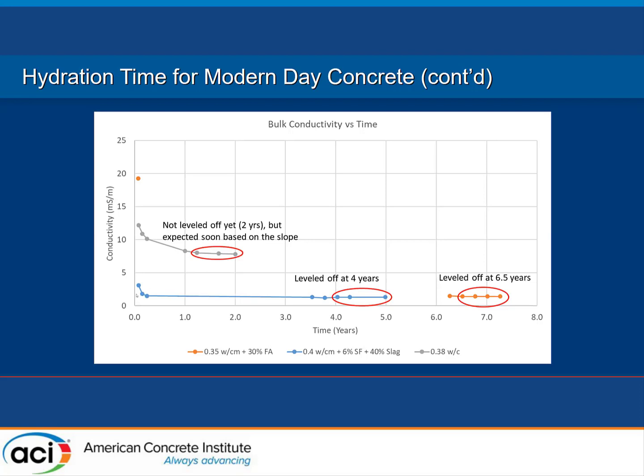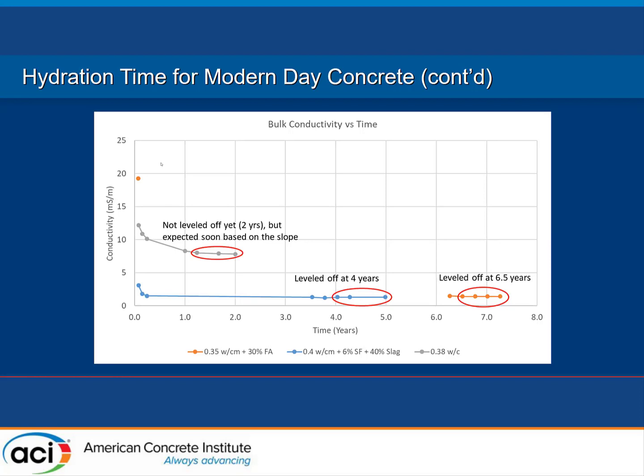Looking at a silica fume and slag mix, we can see it's much lower initially due to the silica fume, and the slag kicks in, and you can see it comes down pretty fast, and it slowly comes down, but by 4 years, it's not changing at all. And we have these on log plots too, and it shows the same thing. It levels off at 4 years.